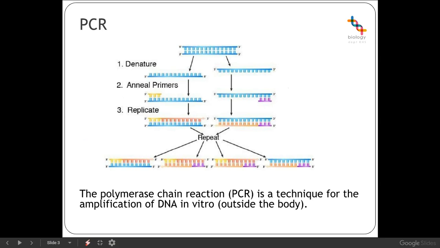So PCR itself is the polymerase chain reaction, and it's basically a technique for amplifying DNA, so growing it and making more copies of it in vitro, or outside the body. So it's a process by which we're taking a DNA template and we're adding useful things to that DNA template in order to replicate the DNA.